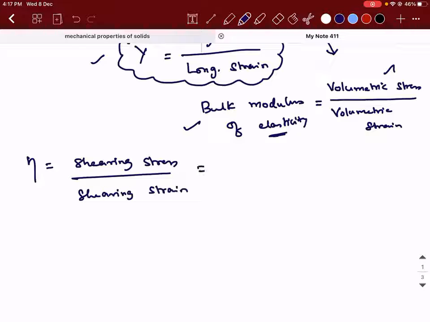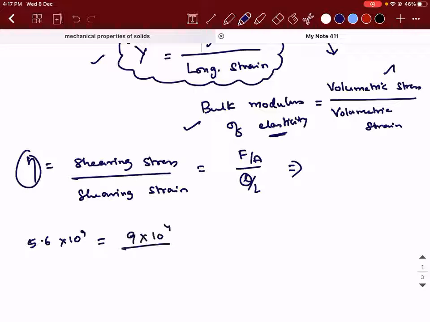So shearing stress is force divided by area. Shearing strain is l divided by capital L. This small l is what we need to find, which implies eta, 5.6 into 10 power 9, is equal to the force given, 9 into 10 power 4, divided by area. How much is the area?